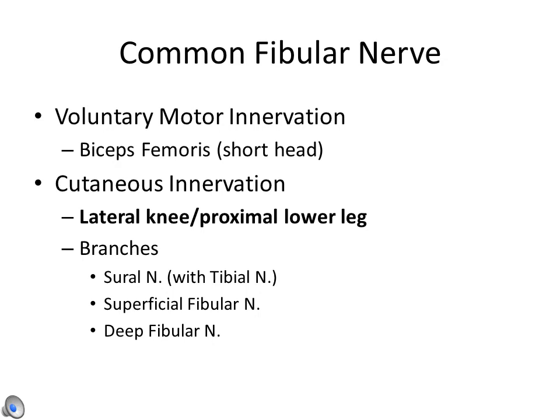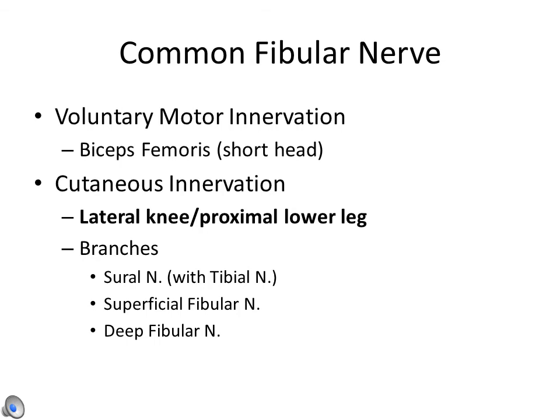The common fibular nerve is the posterior division nerve of the lumbosacral plexus with contribution from L4 through S2. The common fibular nerve has voluntary motor and cutaneous innervation. The common fibular nerve innervates the short head of biceps femoris. Its cutaneous innervation goes to the lateral knee and proximal lower leg.